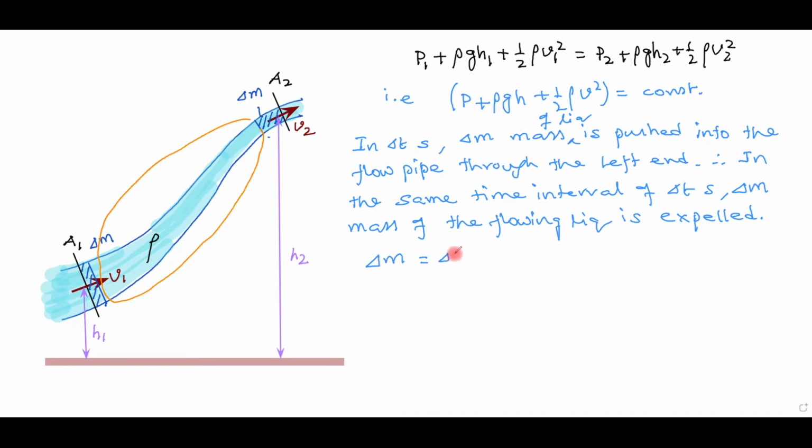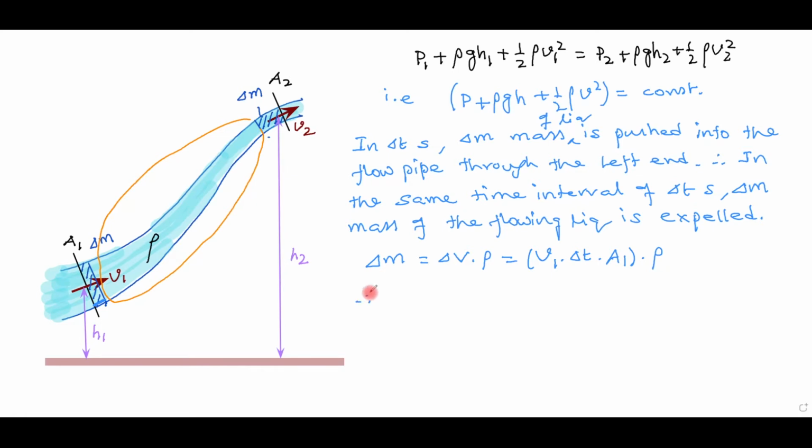Del m equal to what? Del V into rho. What is del V? The volume of the finite mass. And del V equal to what? Del V, volume, equal to length into area of cross section. Now in del T second, the length will be V1 into del T, because here the velocity is V1. So V1 into del T is the length of this. This is V1 into del T multiplied by area of cross section. So length into area of cross section, that is del V into rho.